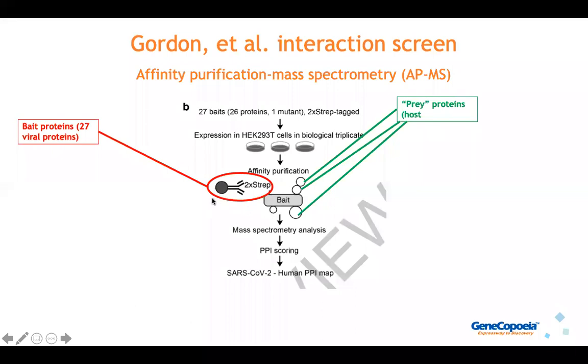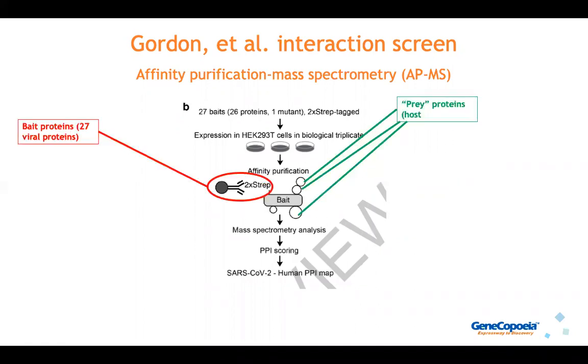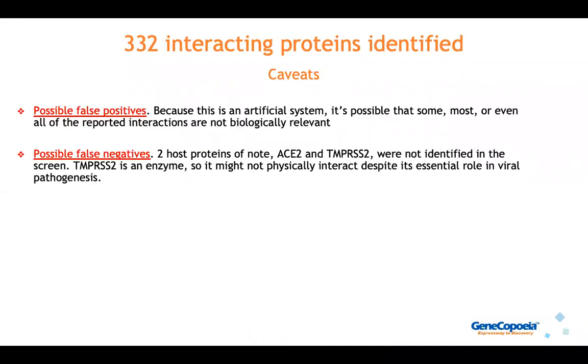those were linked to a 2x strep moiety, which can pick up the bait. If they bind to the bait proteins, then the strep moiety can bind to mag strep beads, which they then eluted using biotin, and then they identified the various bait-bound proteins by mass spec. And when they did that, they found 332 interacting proteins, human proteins that interact with viral proteins.